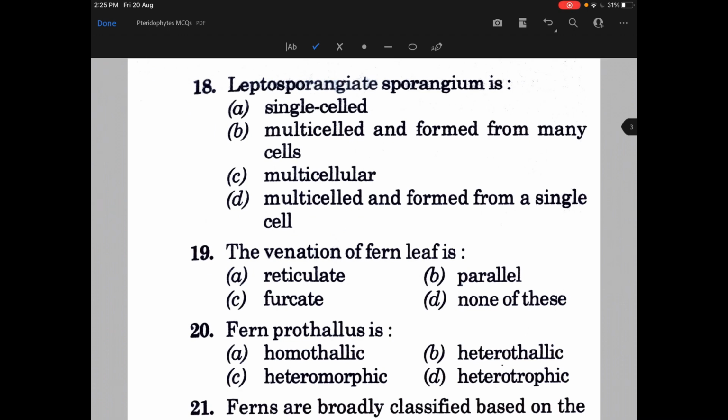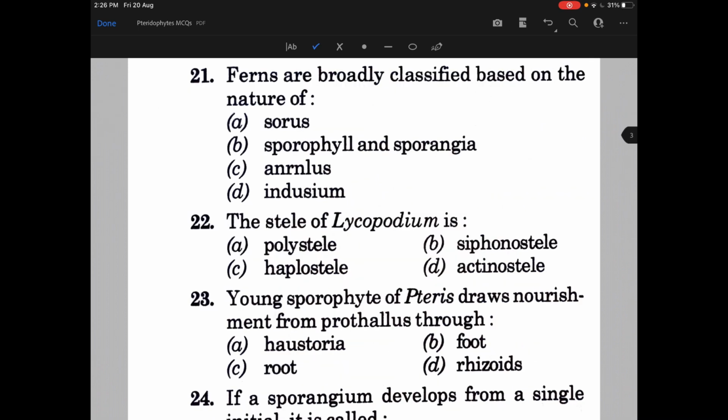Leptosporangiate sporangium is dash, and the answer is option D, that is multi-celled and formed from a single cell. The venation of a fern leaf is dash, and the answer is option A, that is reticulate. Then fern prothallus is dash. The answer is option A, that is homothallic. Ferns are broadly classified based on the nature of dash. The answer is option B, that is sporophyll and sporangia.